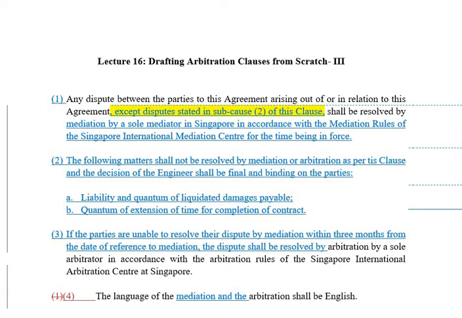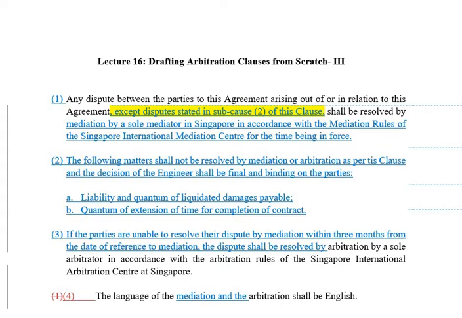Thus, two things are being done here. First, certain disputes are being excluded from the scope of mediation and arbitration. And two, for those excluded matters, the decision of the engineer is regarded as final and binding on the parties. Note that since arbitration follows mediation, it is simply enough to exclude those accepted matters from mediation. But as a matter of abundant caution, it would be useful to mention the exclusion from arbitration explicitly.